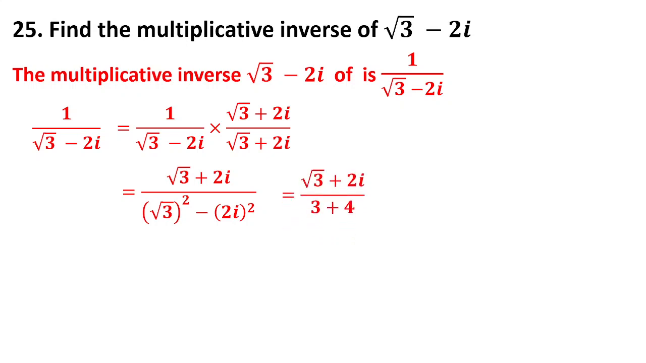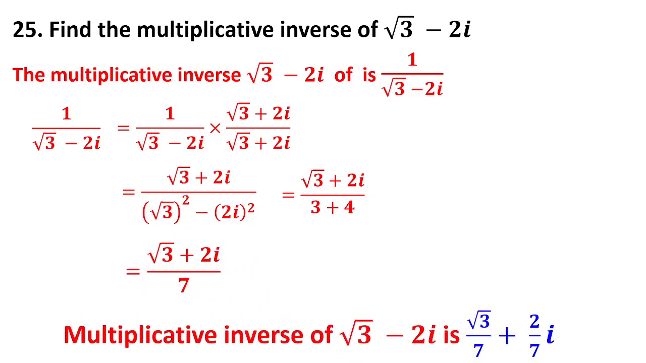Therefore, root 3 square is 3. 2i the whole square is 4 into minus 1. Therefore, 3 plus 4. Therefore, it is root 3 plus 2i by 7. Therefore, it is the multiplicative inverse. If you want to give it as real part plus imaginary part, it is root 3 by 7 plus 2 by 7i.